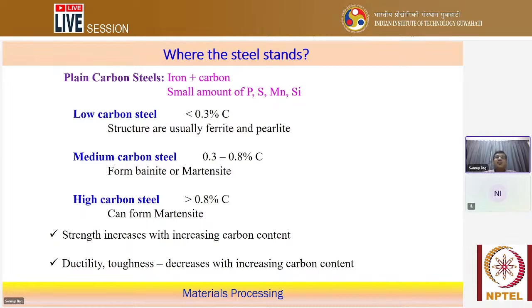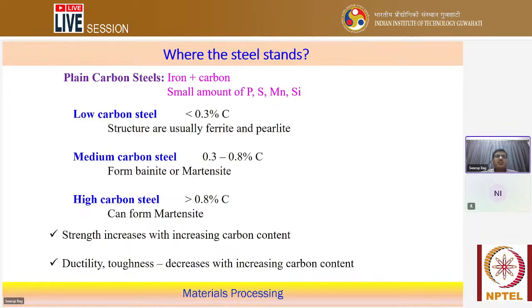But usually, along with the carbon, there might be a small amount of phosphorus, sulfur, Mn, and silicon along with this plain carbon steel. But usually we can say the main alloying component is iron and carbon. The alloying component is the carbon here. So in plain carbon steel, less than 2% of carbon is categorized as steel, and of course beyond 2% of carbon, we can say that is cast iron.